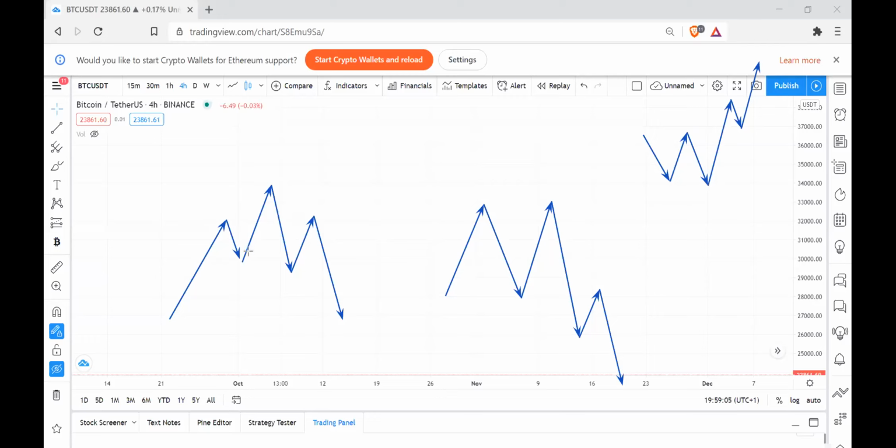What's important here is the neckline. Remember we spoke about the neckline. And what is the neckline? It's this region over here. Let me use a different color. This is the neckline of the double top pattern. You notice here, tops.